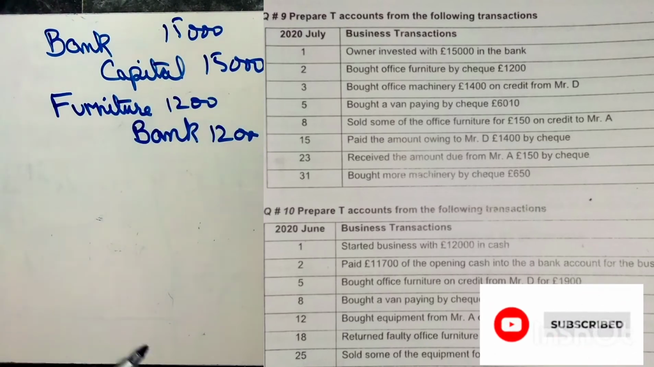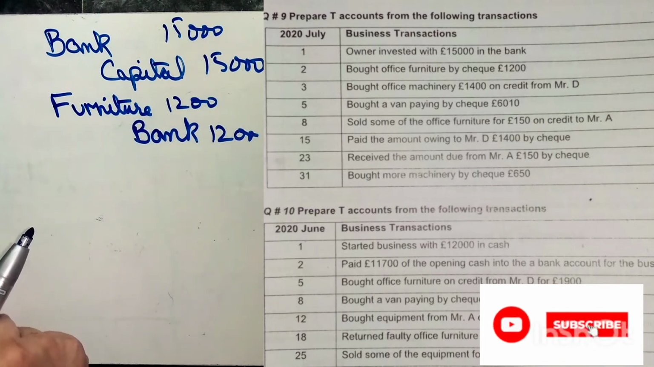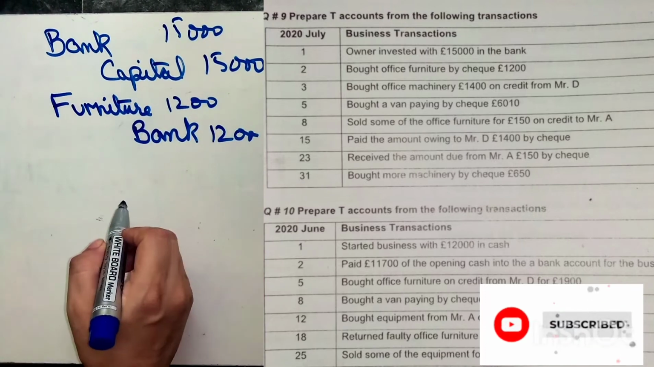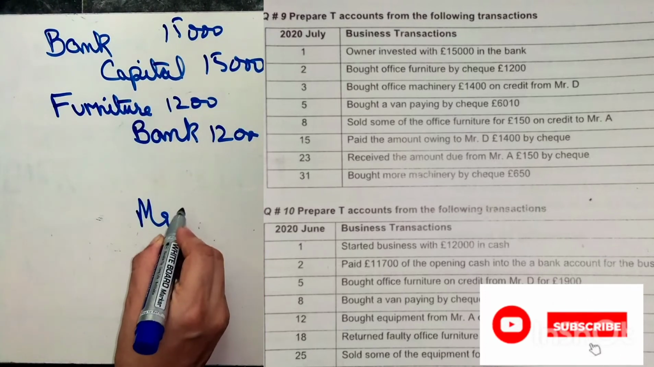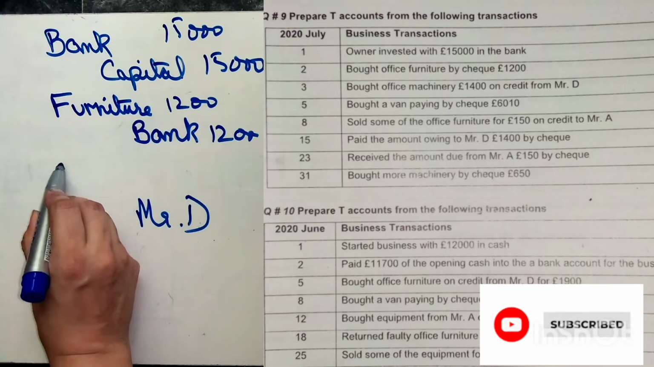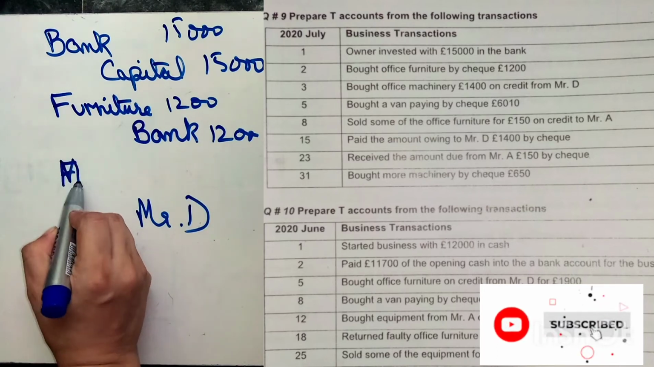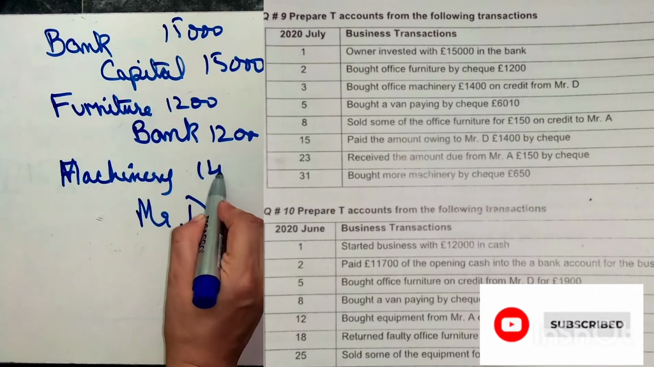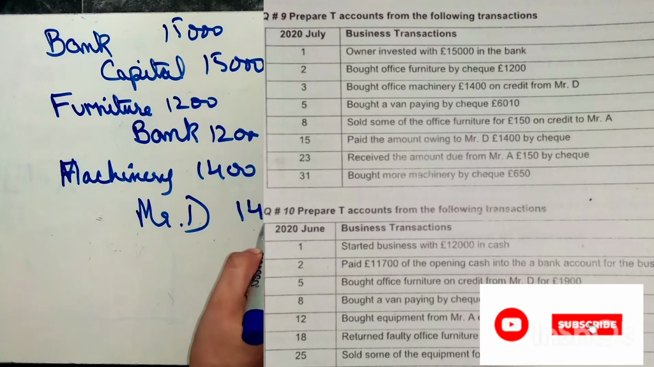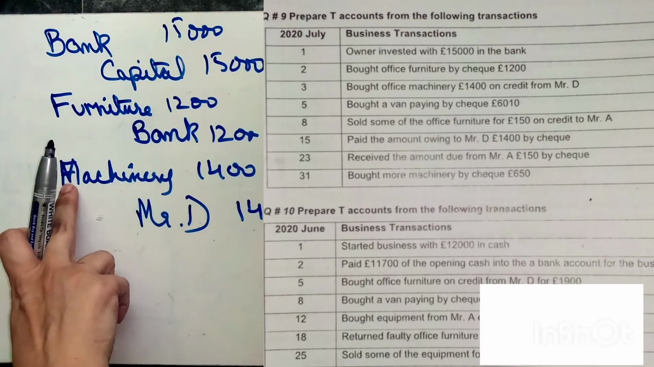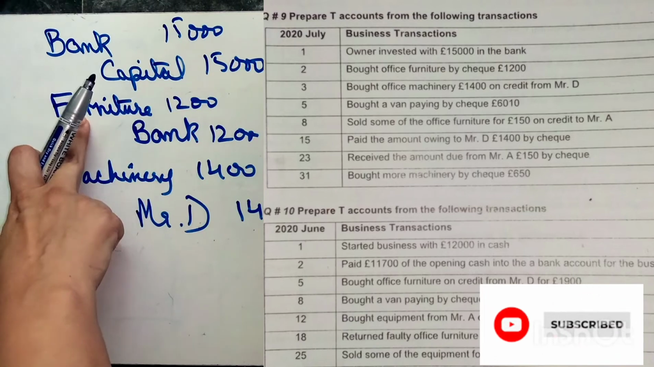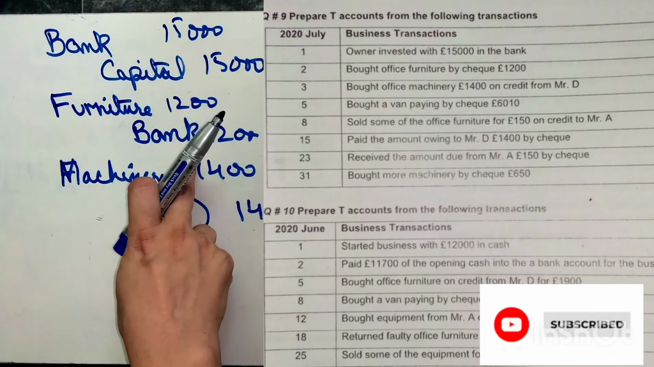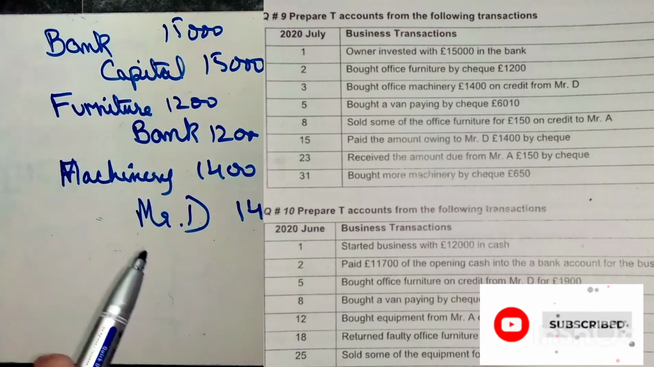Now again we bought office machinery for 1400 on credit from Mr. D. Who is the giver? Mr. D is the giver. And what did we buy? We bought furniture. Sorry, machinery, for 1400. Got my point? In, out. In, what are we getting? We are getting machinery, by paying this amount. So, out. In, out. In, out.